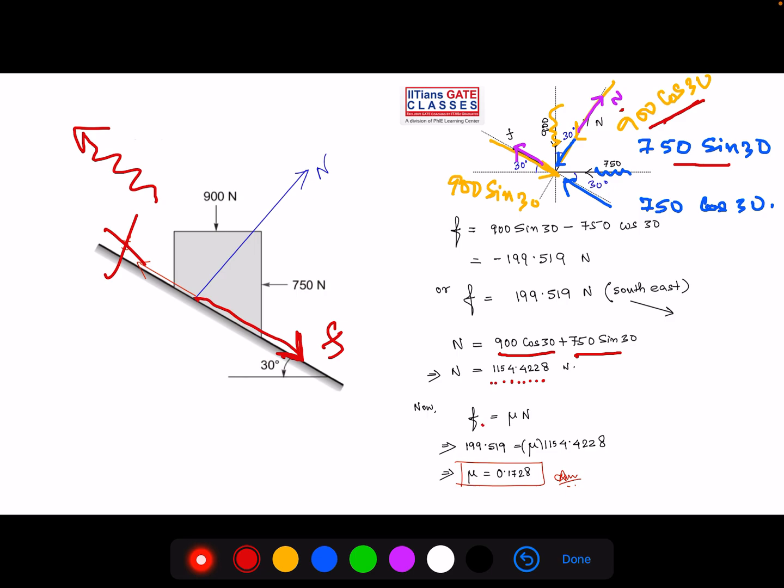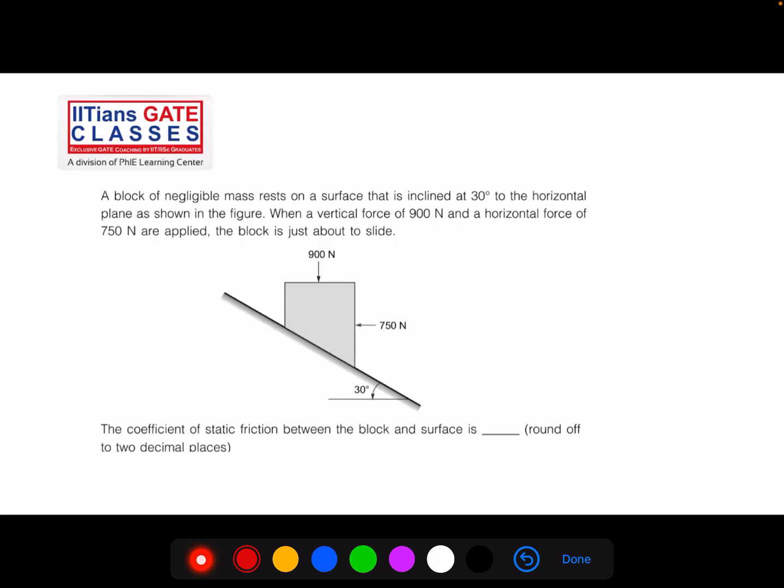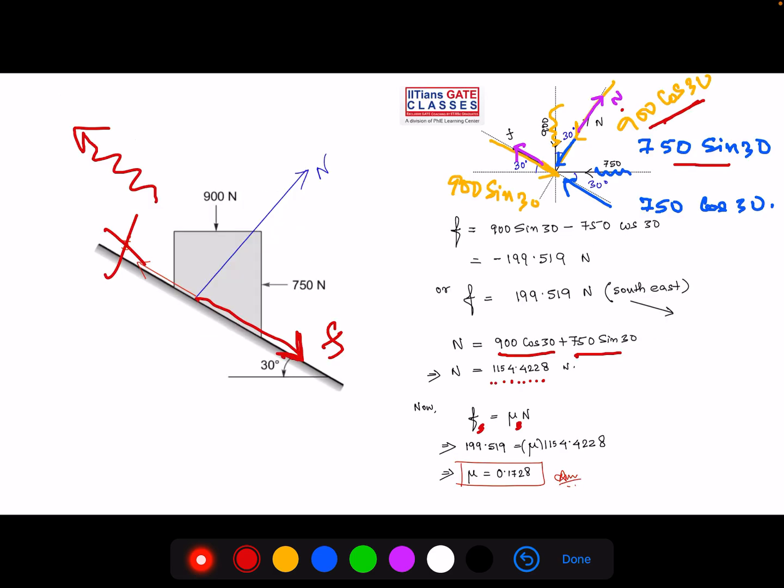Okay, so now we know the maximum static friction. Because the block is about to slide, it is the case of impending motion, limiting friction, or you can say the case of maximum static friction. The friction acting on the block is the maximum static friction, and its value is mu s into N. Substitute the values of F and N, and you will get the value of mu as 0.1728. You need to round it off to 2 decimal places. So what will be the value of mu? Mu is equal to 0.17. Answer.